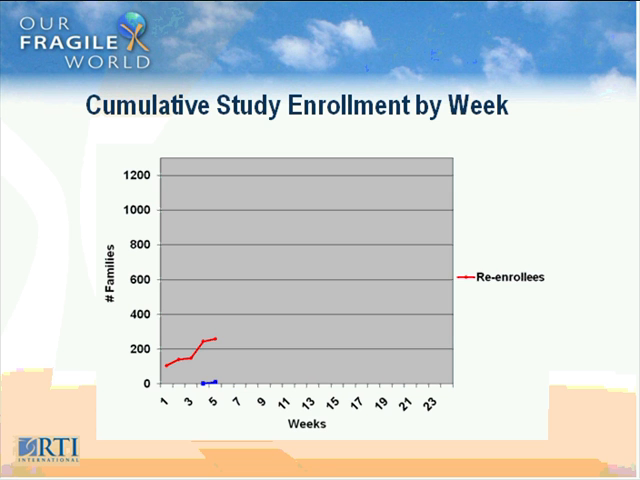So far, this chart shows you, this red line shows you the people who took the original survey, the over 1,000 people. We've recontacted them now, and over the last 5 weeks we've been encouraging them to re-enroll. So far we have 258 of the original families who have re-enrolled, and then we have 10 new families that have enrolled who didn't participate in the first survey.